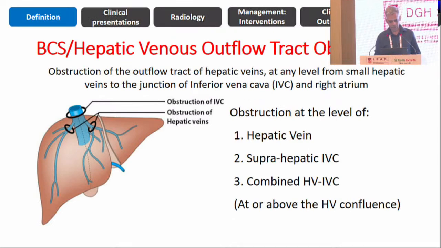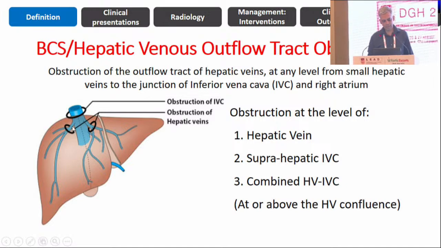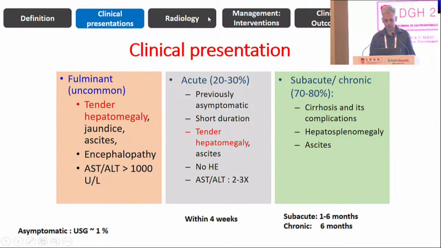Okay, so this is Budd-Chiari syndrome, what we also know as hepatic venous outflow tract obstruction. Obstruction anywhere from where the hepatic veins are formed, where they drain into the IVC, till the time they drain into the atrium. This is what we collectively know as hepatic venous outflow tract obstruction.